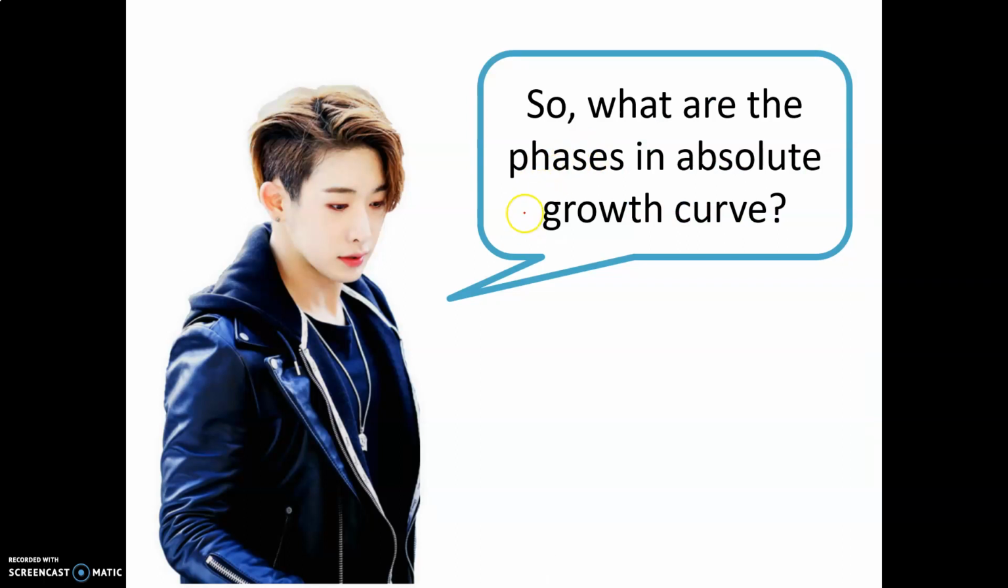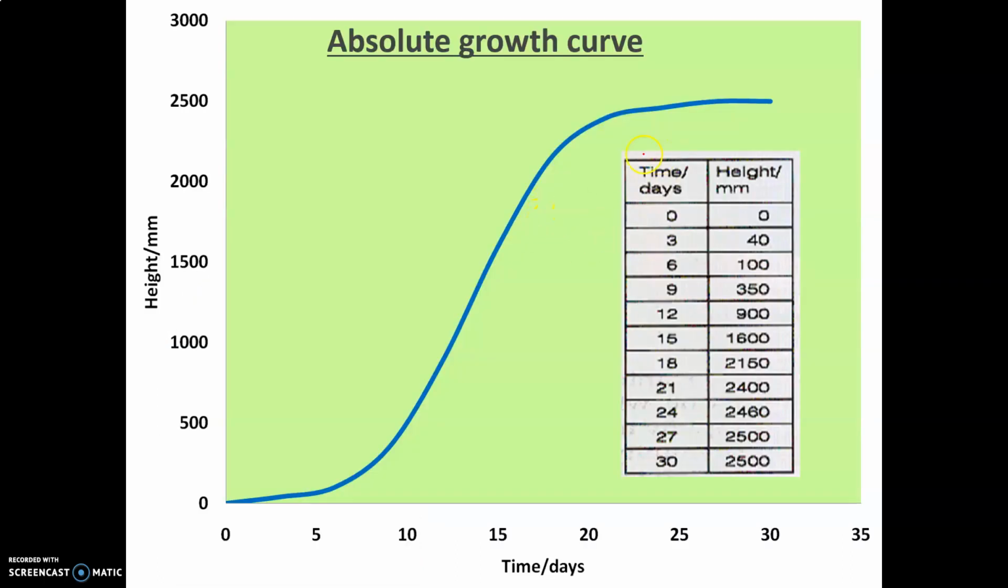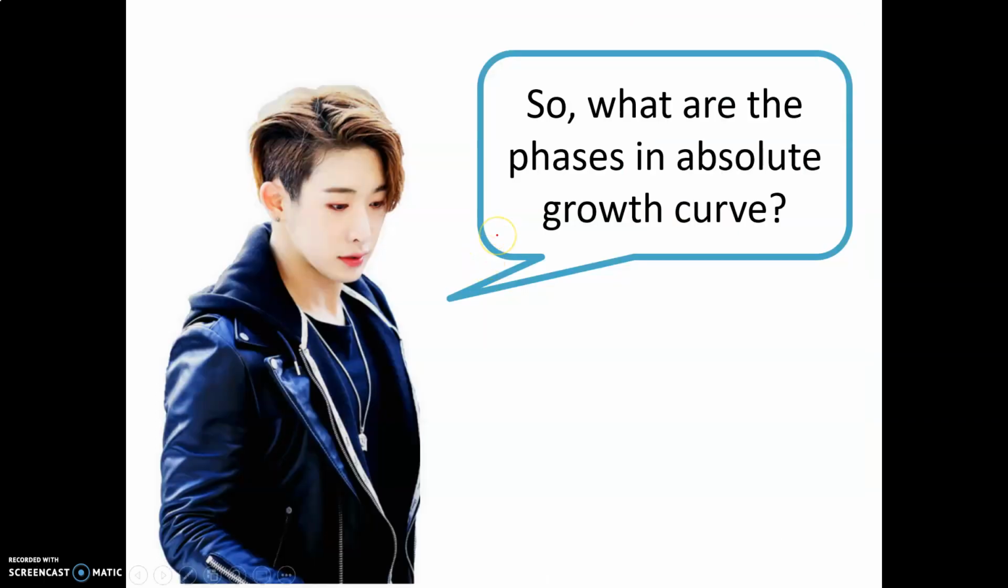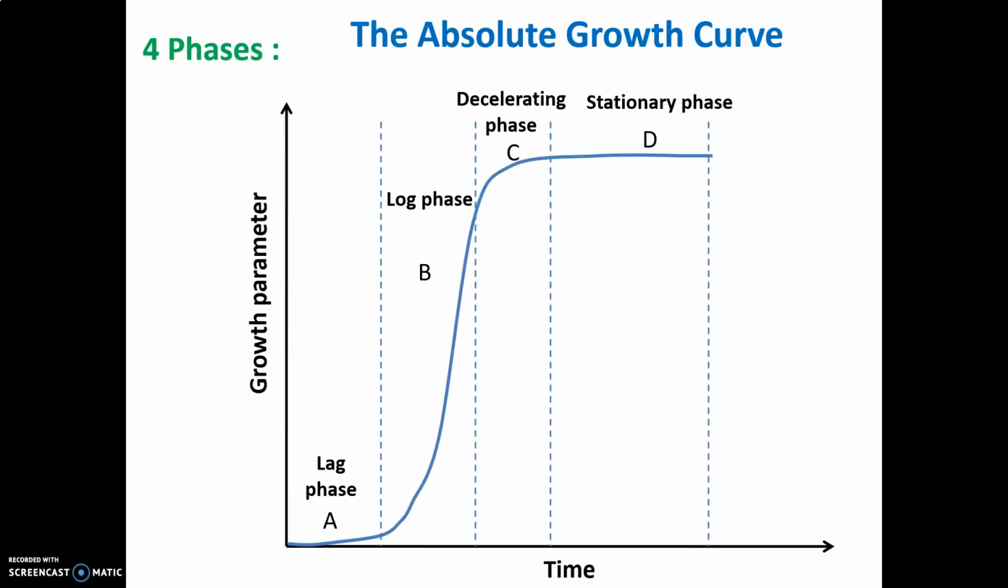So, dalam S graph ni, dalam absolute growth curve ini, dia ada fasa-fasa tertentu. Contohnya dia ada fasa awal-awal, dia ada fasa grow, dia ada exponential, dan dia akan ada lag. So dia ada fasa-fasa dia tersendiri. Dia tidaklah macam fasa A ni, dia tak sama dengan C. A ini berbeza dengan C. B ini tak sama dengan yang D. Dia berbeza. So apakah fasa-fasa dia? Inilah yang ditanya, what are the phases in absolute growth curve? Ini yang kita nak discuss. This one memang akan keluar dalam exam lah.